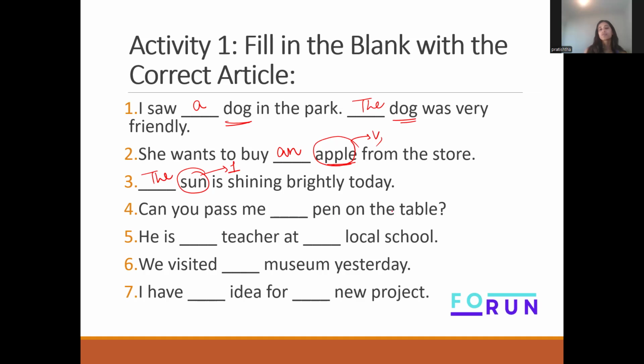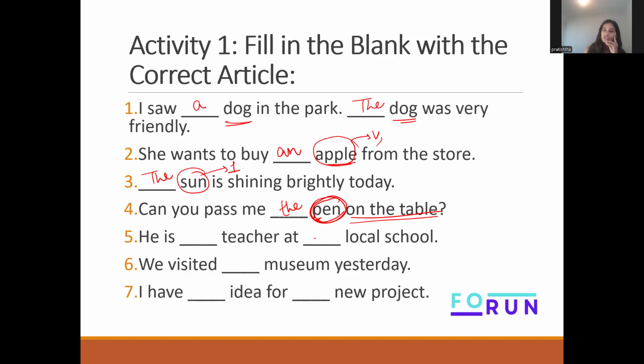Can you pass me dash pen on the table? Now this is "the" pen, right? Pen starts with a consonant, I would say, first of all, that is what you will notice. And it is a particular pen on the table. Can you pass me the pen on the table? It's talking about a specific pen which is kept on the table. Probably there are other pens kept on the sofa, on the chair, but they are talking about a particular pen on the table.